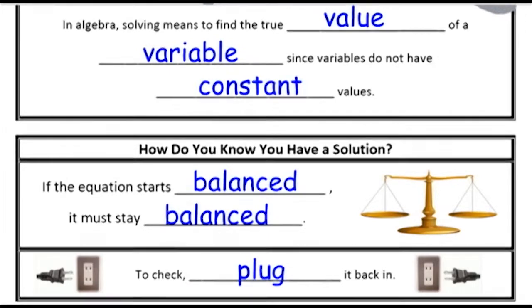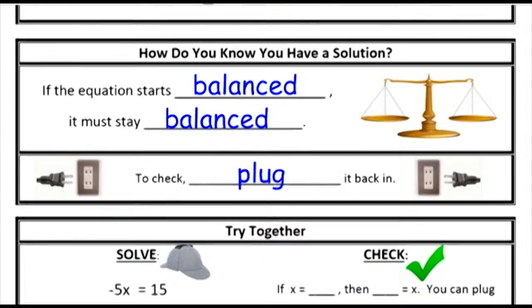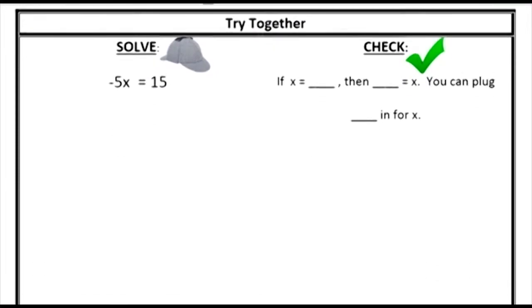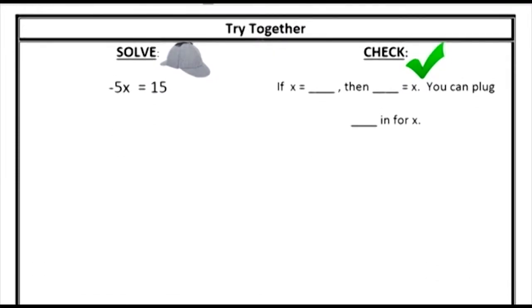We have negative 5x equals 15. What's happening to our variable? We're multiplying by negative 5, so I'm going to divide both sides by negative 5. We get our identity of 1, because negative 5 divided by negative 5 is 1. Now that's one way we check. When we look for our identity, we're checking to make sure we're solving correctly.